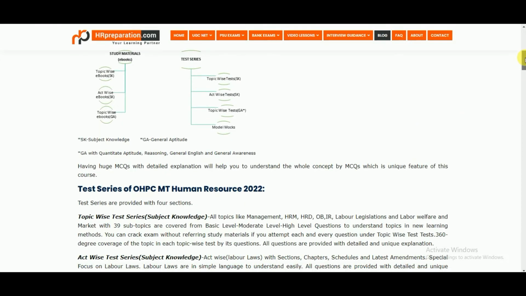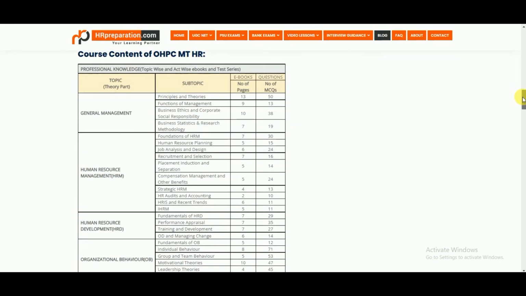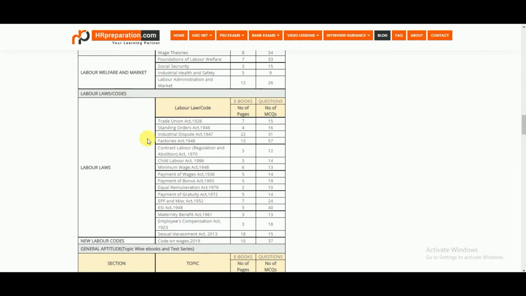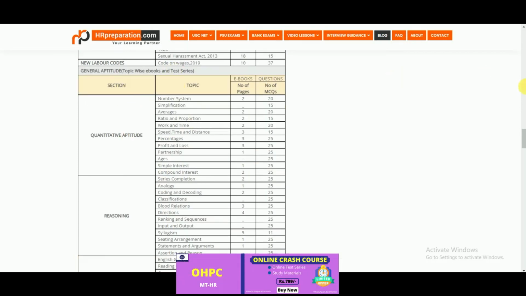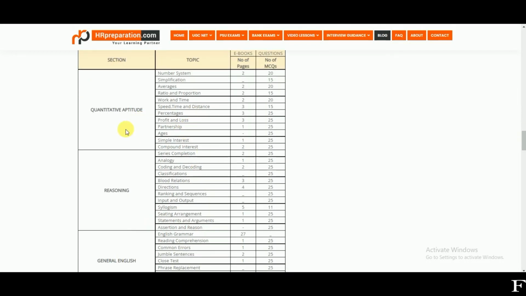You can have a look into course content, which is provided in tabular form. Here you can see subject knowledge with topics and subtopics with number of pages and number of MCQs. Here is labor laws and code. Here is general aptitude or general paper with 4 sections and with topics. Quantitative aptitude with topics.